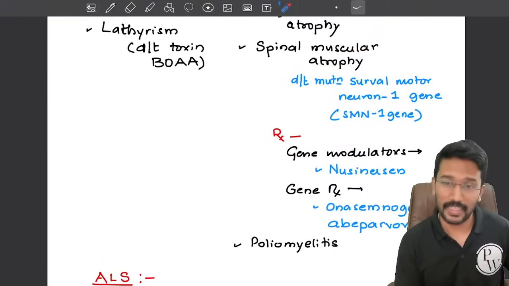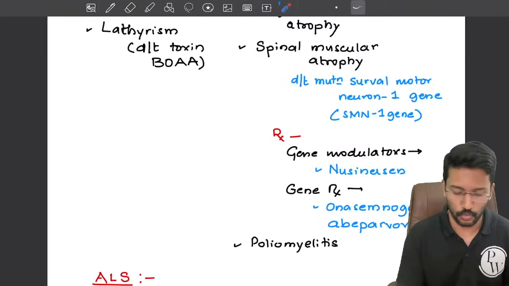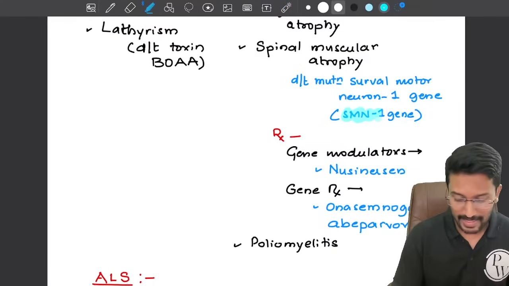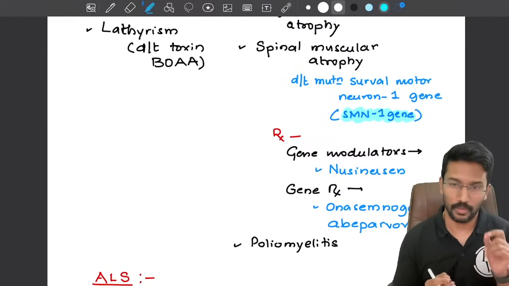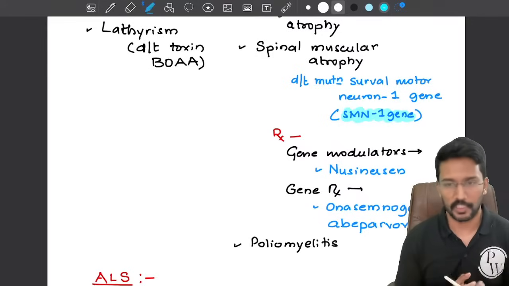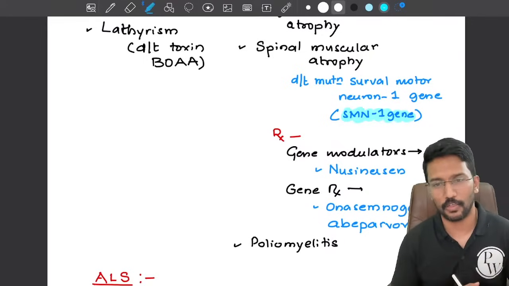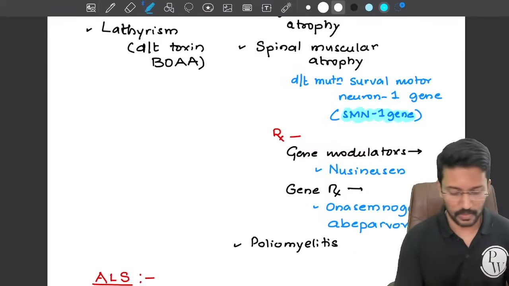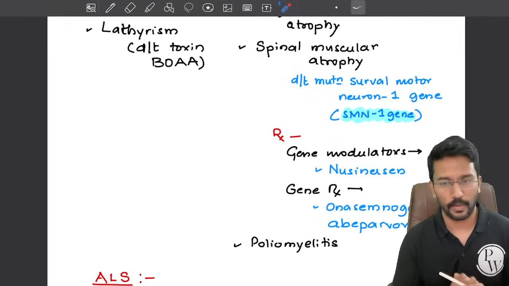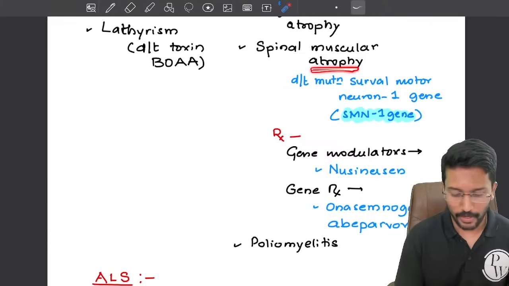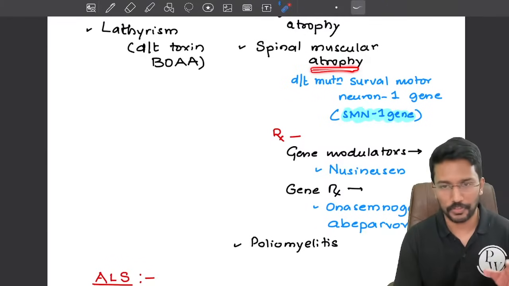Spinal muscular atrophy is an inherited motor neuron disease due to mutation in a gene called SMN1. Some of you may remember that I had told that there is a drug which is so expensive, literally costing 16 crore rupees, a genetic therapy which is available for this disease, spinal muscular atrophy. Again here we are talking about atrophy.